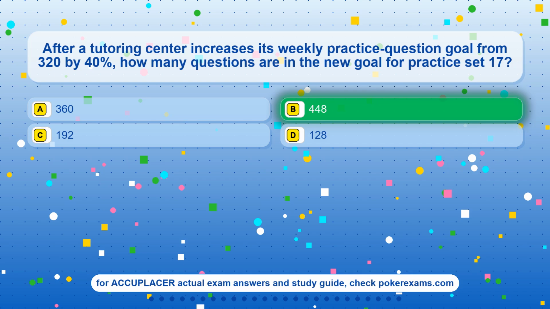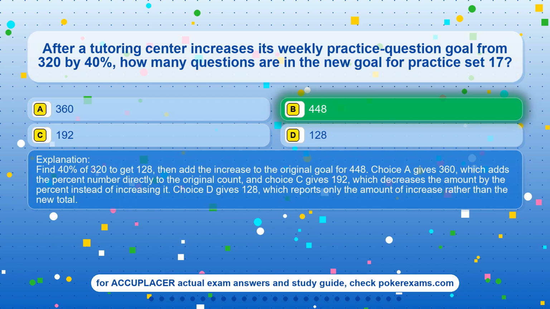The correct answer is option B, 448. Find 40% of 320 to get 128. Then add the increase to the original goal for 448. Choice A gives 360, which adds the percent number directly to the original count, and choice C gives 192, which decreases the amount by the percent instead of increasing it. Choice D gives 128, which reports only the amount of increase rather than the new total.